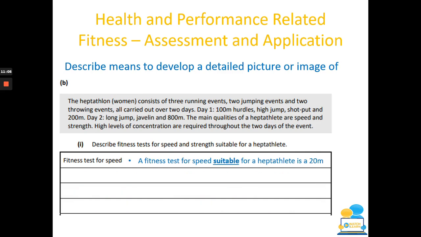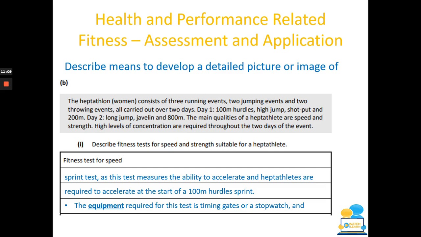So, as we see here, a fitness test for speed suitable for a heptathlete is a 20-meter sprint test, as this test measures the ability to accelerate, and heptathletes are required to accelerate at the start of 100-meter sprint hurdles. So acceleration is an important ability for a hurdler and for a heptathlete as they compete in this event. So, identifying a test that we're going to use to measure acceleration is the 20-meter sprint.